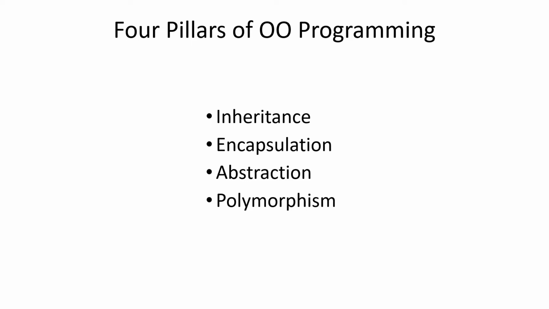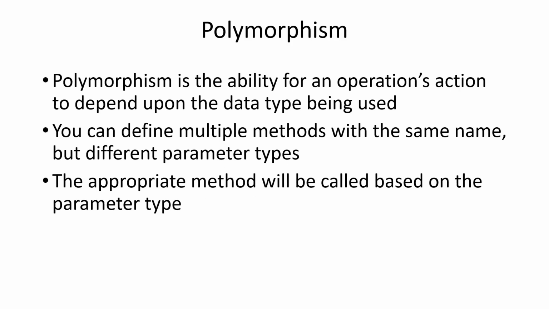Here are the 4 pillars of object-oriented programming: inheritance, encapsulation, abstraction, and polymorphism. Polymorphism is the ability for a program to vary depending on the type of data you're using. You have parameter polymorphism, which means you can have the same method name with different parameters. So you can call the method with different types of parameters. That allows you to have the same method. You can call it with a double, you can call it with an int, you can call it with a long. You don't have to have a separate method for each data type.